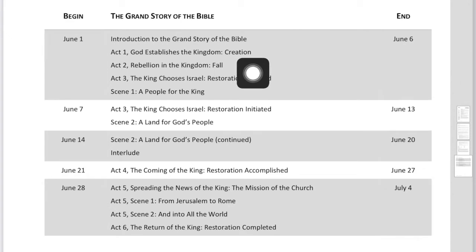God establishes the kingdom of God in creation. Act 2, rebellion in the kingdom. And we talked about that big, important aspect of the fall. Now, finally, as we begin Act 3, we're going to talk about restoration.